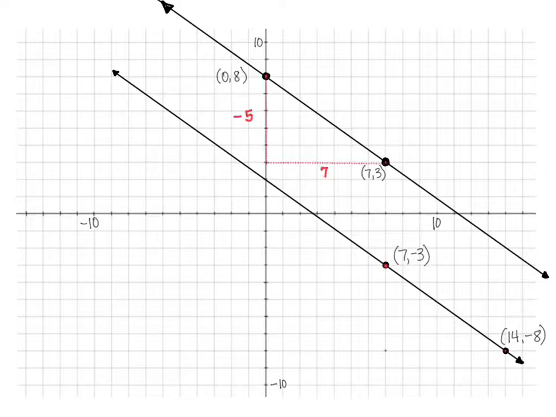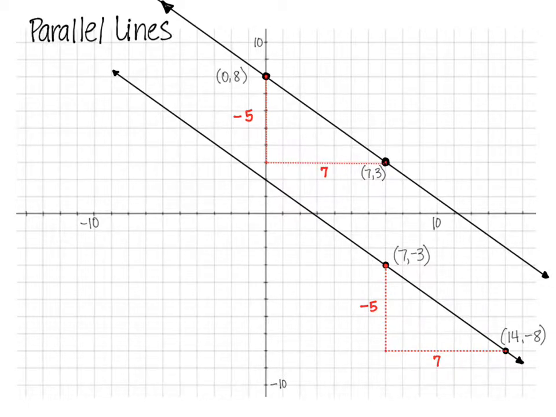So I'm checking the slope, and I notice I go down 5 and over 7 by counting the squares on my grid, or you can use the coordinate points. And I'm saying, oh, that's a -5 over 7 slope. -5/7 is the slope. Well, this other line has the exact same slope. It goes down 5 and over 7. So that means this is a graph of parallel lines.